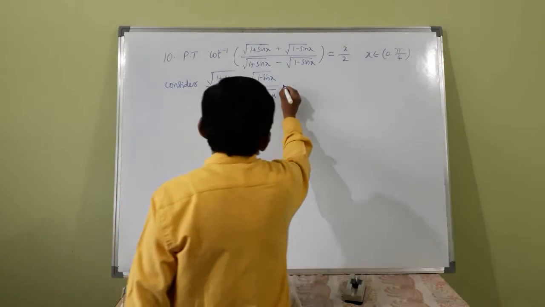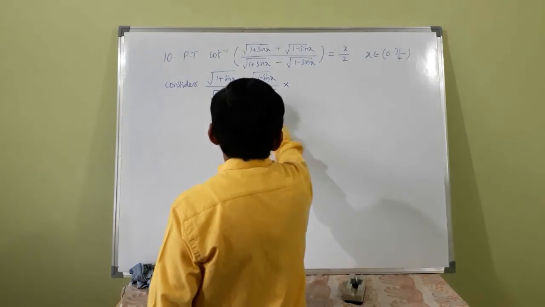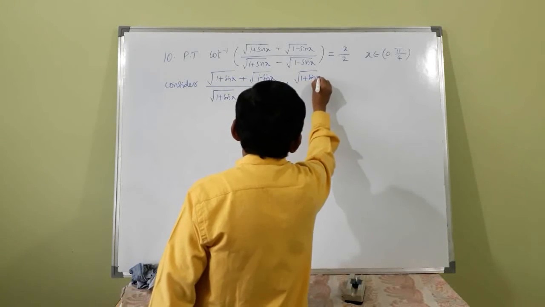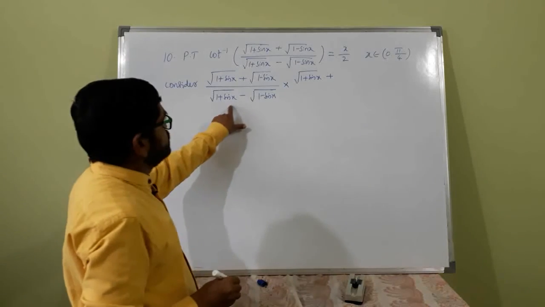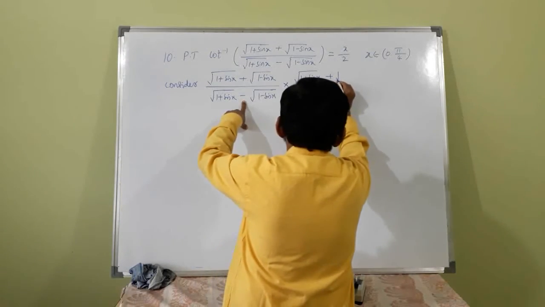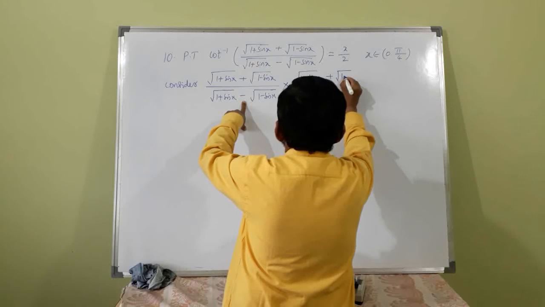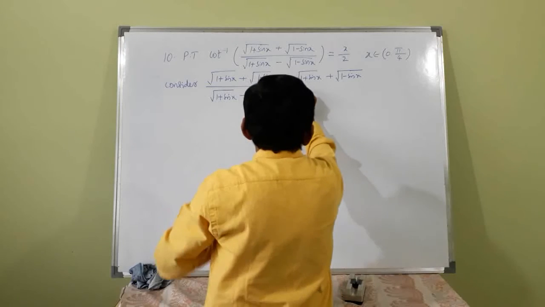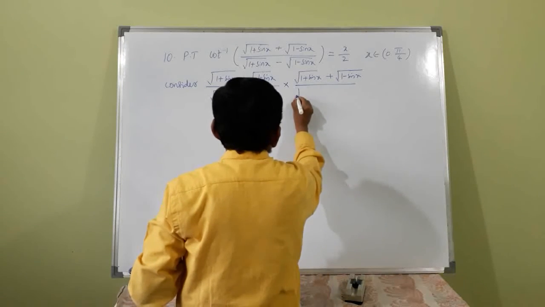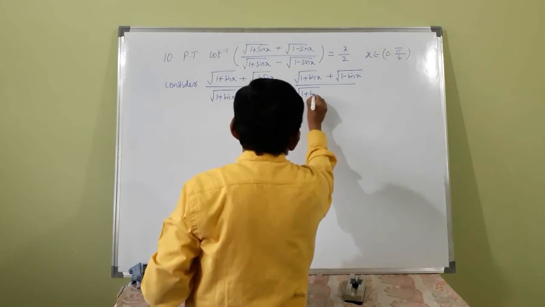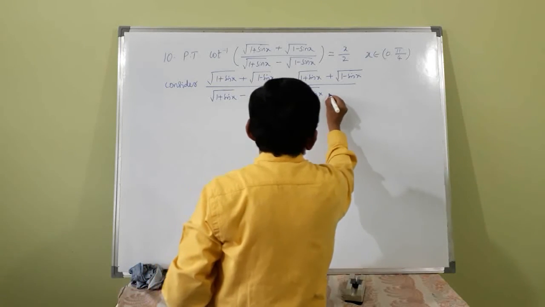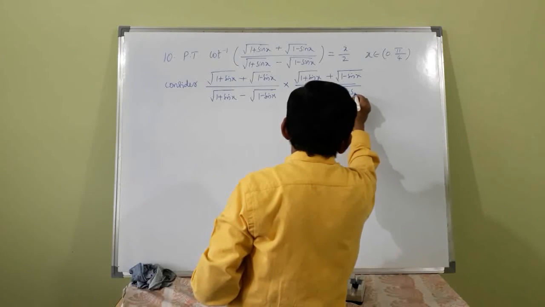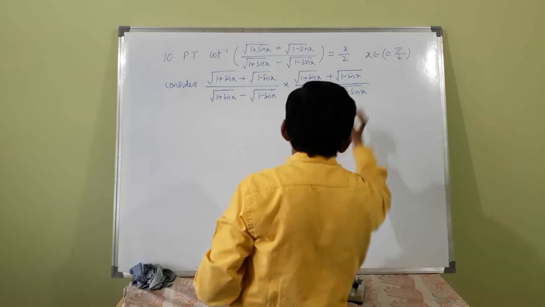Okay, this is given. You have to rationalize this. By rationalizing the denominator, multiply by root of 1 plus sin x plus root of 1 minus sin x, divided by root of 1 plus sin x plus root of 1 minus sin x.